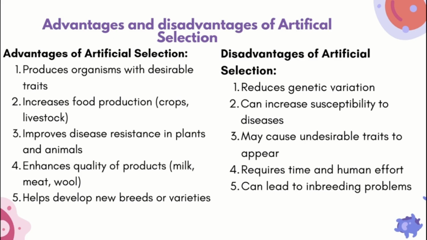Another disadvantage is it may cause undesirable traits to appear. So basically, artificial selection, it's not natural. We know that, and none of us are God. We cannot predict things. Basically, all we're working on is research. That's what these people work with. They work with research that has been previously published, and that's how they come up with their theories or their hypotheses and say, okay, this can work, this can't work.